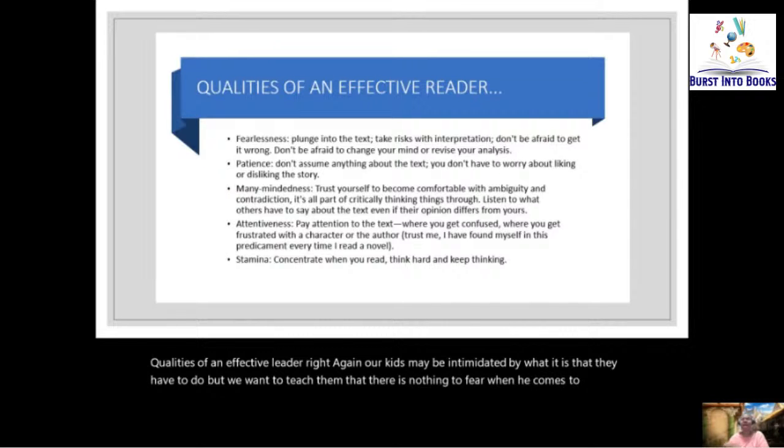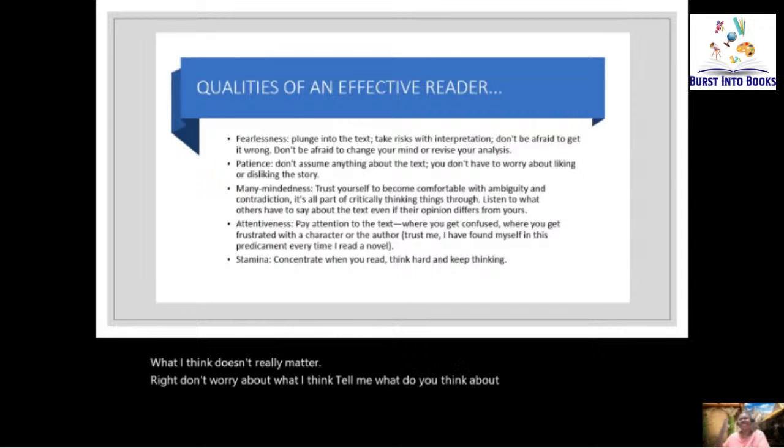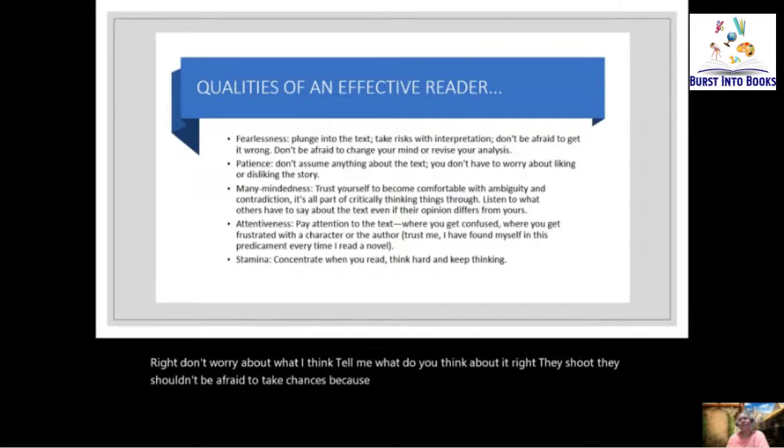We want them to be able to plunge into the text that they're reading. We want them to be able to take risks with the interpretation of the text, right? I always tell my kids, because they always say, what do you think about it, Mrs. Natschke? And I always tell my kids, what I think doesn't really matter, right? Don't worry about what I think. Tell me, what do you think about it?